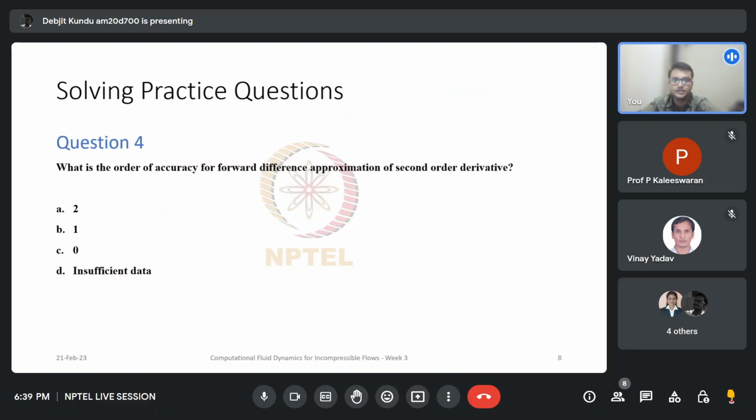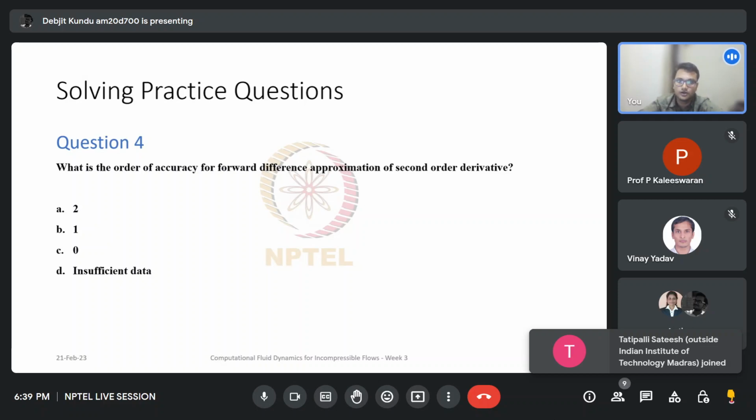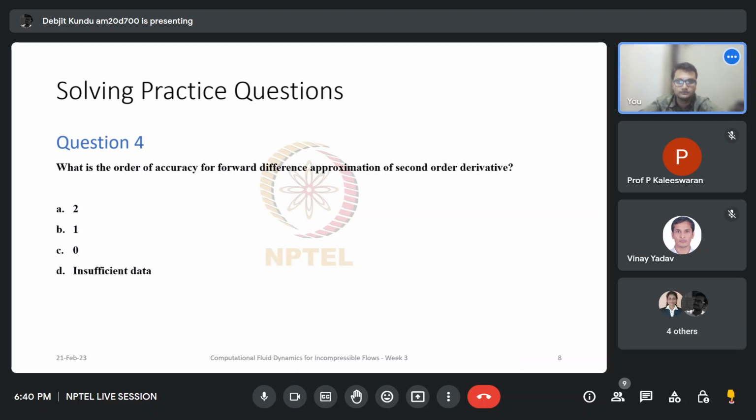We'll move on to question number 4. What is the order of accuracy for forward difference approximation of a second order derivative? Is it option A 2, option B 1, option C 0, or option D insufficient data? So we are looking at a forward difference approximation of a second order derivative, something like this.